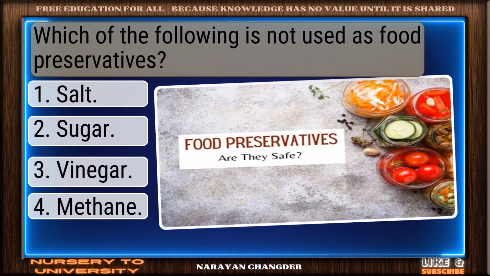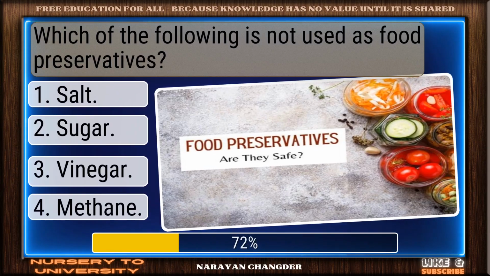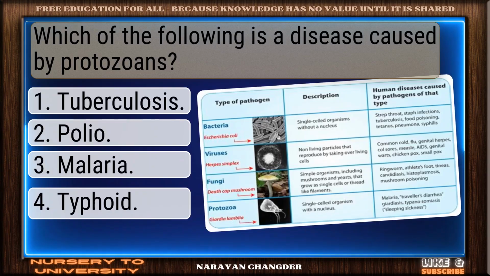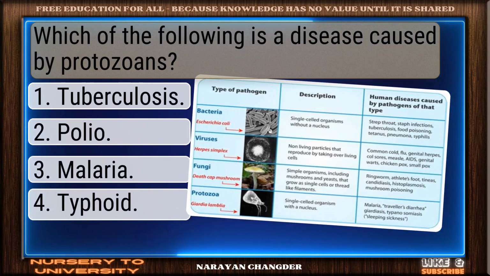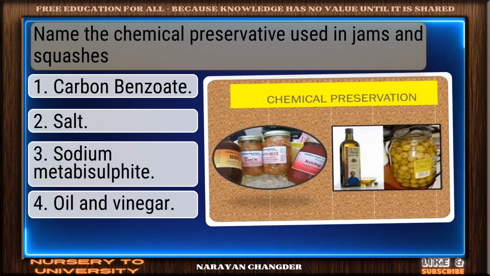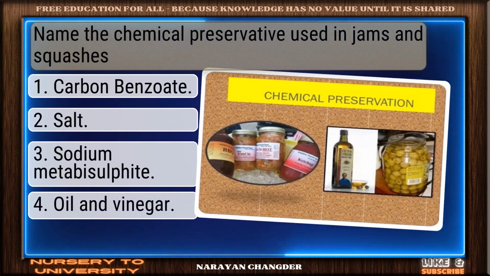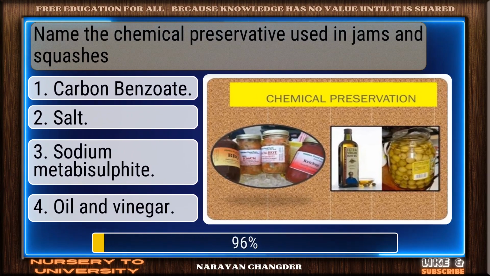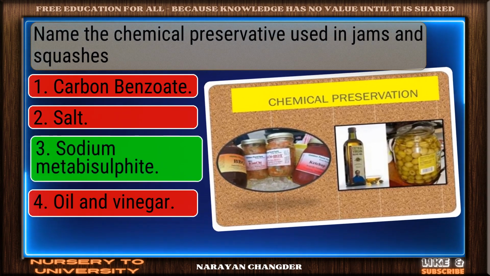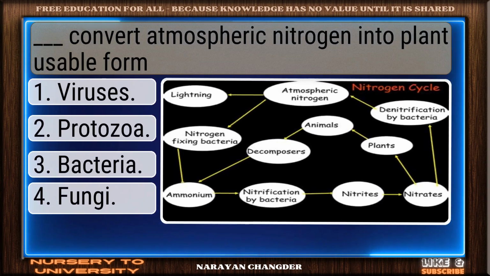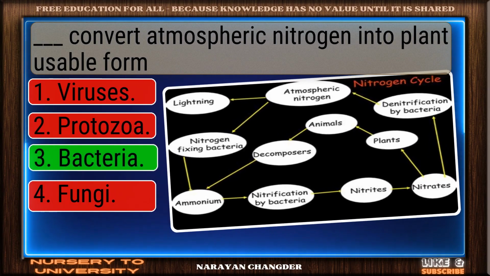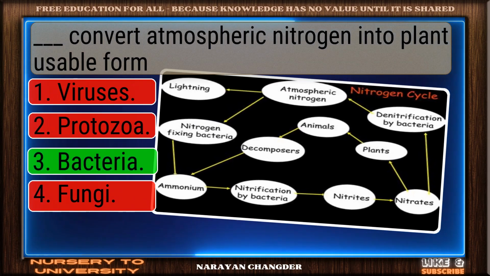Which of the following is not used as food preservatives? Good thinking. Methane is the right answer. Which of the following is a disease caused by protozoans? Valid point. Malaria is true. Name the chemical preservative used in jams and squashes. You're right. Sodium metabisulfite is the correct answer. Dash convert atmospheric nitrogen into plant usable form. Right again. Bacteria is a valid answer.